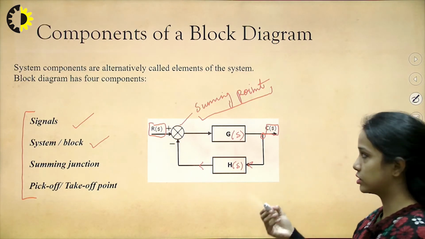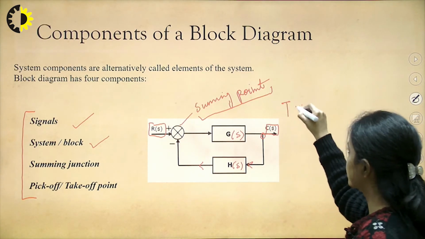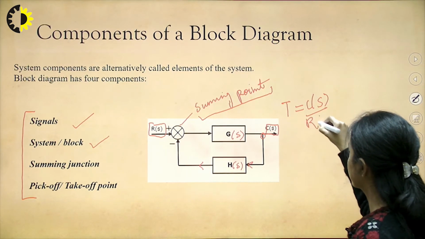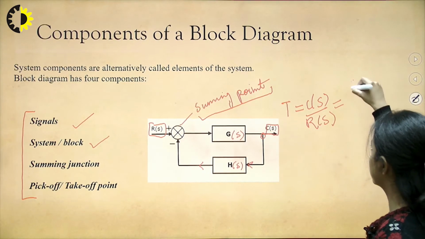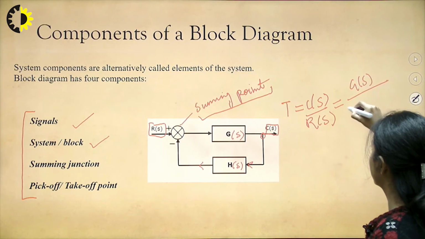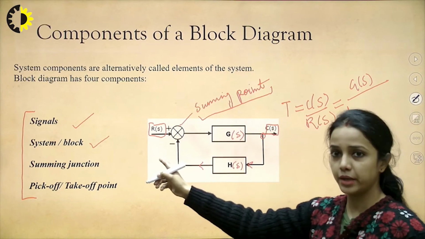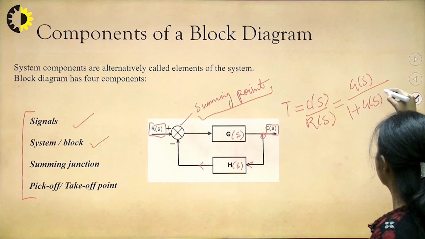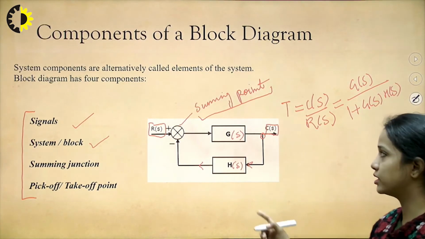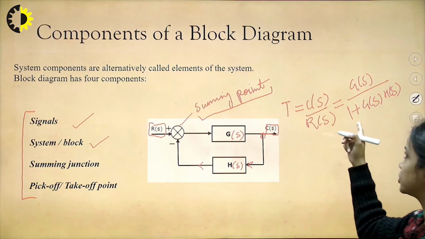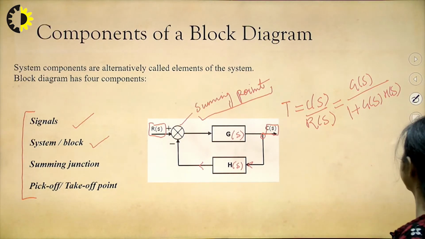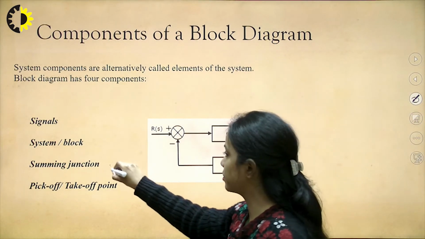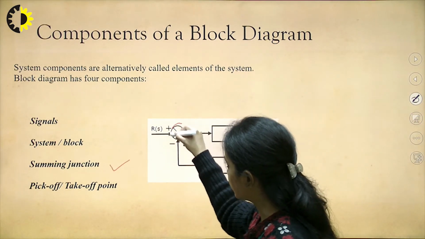Once again, just to revise, the transfer function will be C(s) upon R(s). Here it will be G(s) upon 1 plus G(s)H(s) for negative feedback. Had it been positive feedback, it would be G(s) upon 1 minus G(s)H(s). So coming on to the summing point, we have already discussed it. So, this is the summing point.